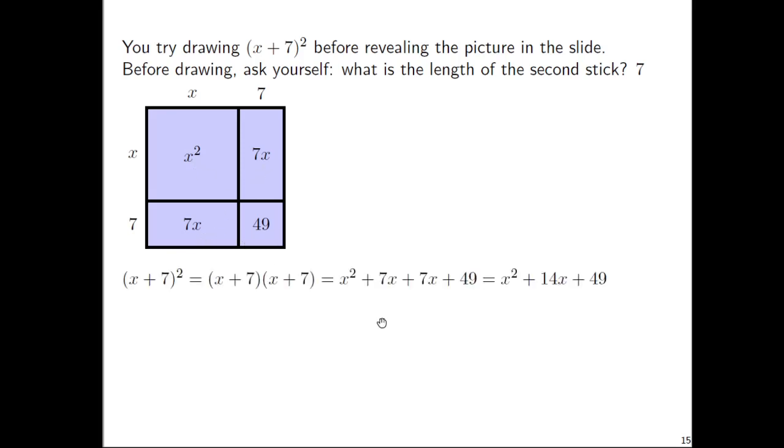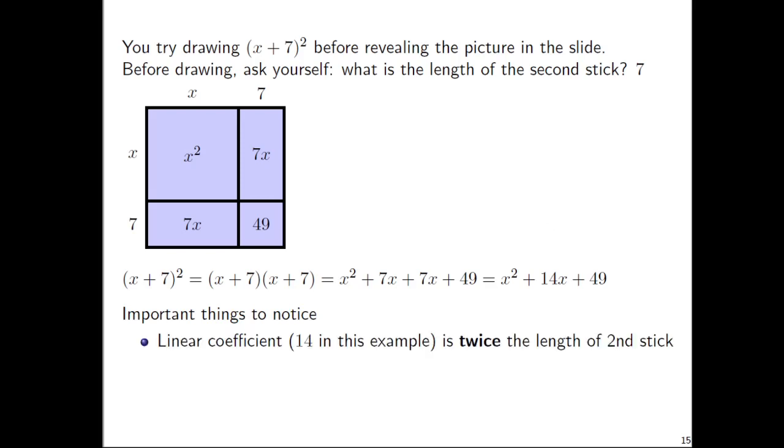So if we write out some algebra that corresponds to the geometry, x plus 7 squared also can be written x plus 7 times x plus 7, also can be written by FOILing x squared plus 7x plus 7x plus 49, and then by collecting like terms, we can write x squared plus 14x plus 49. There are a couple important things to notice here.